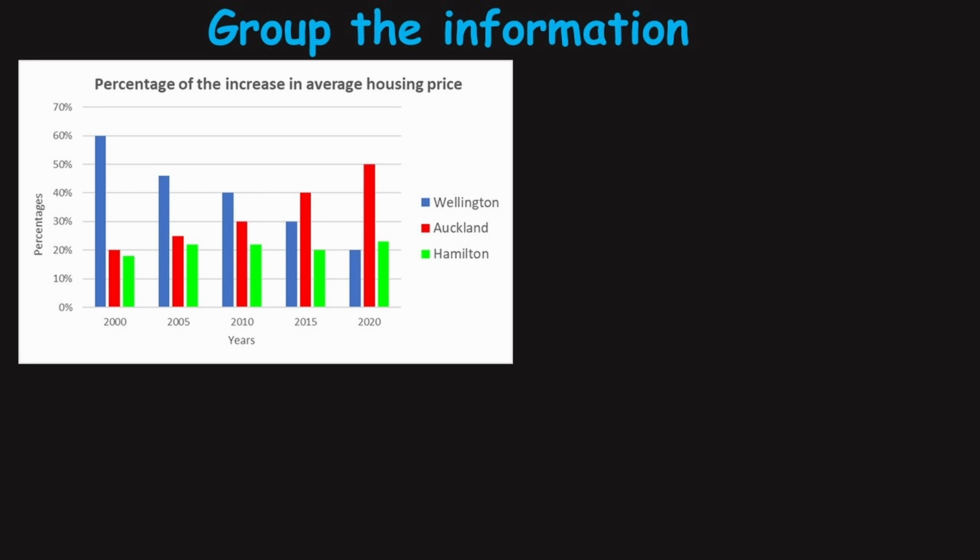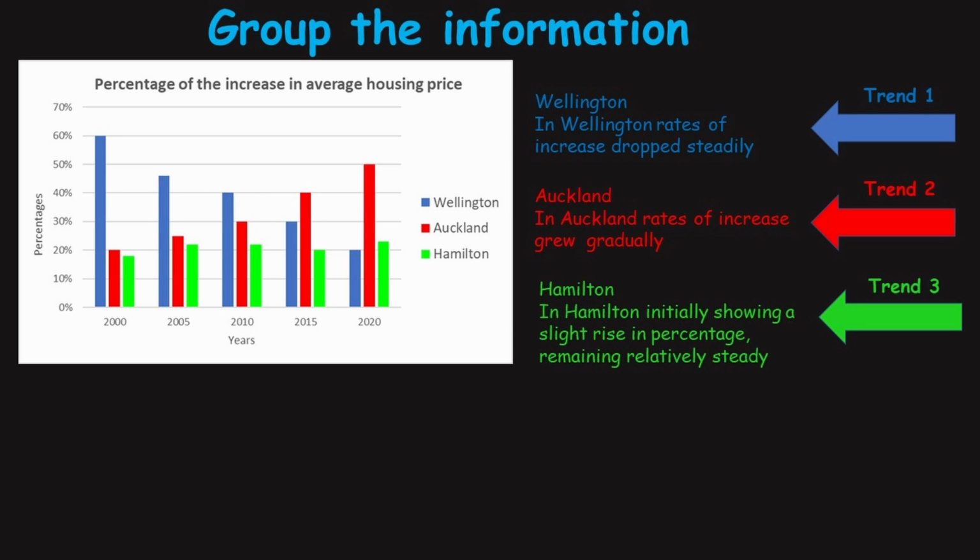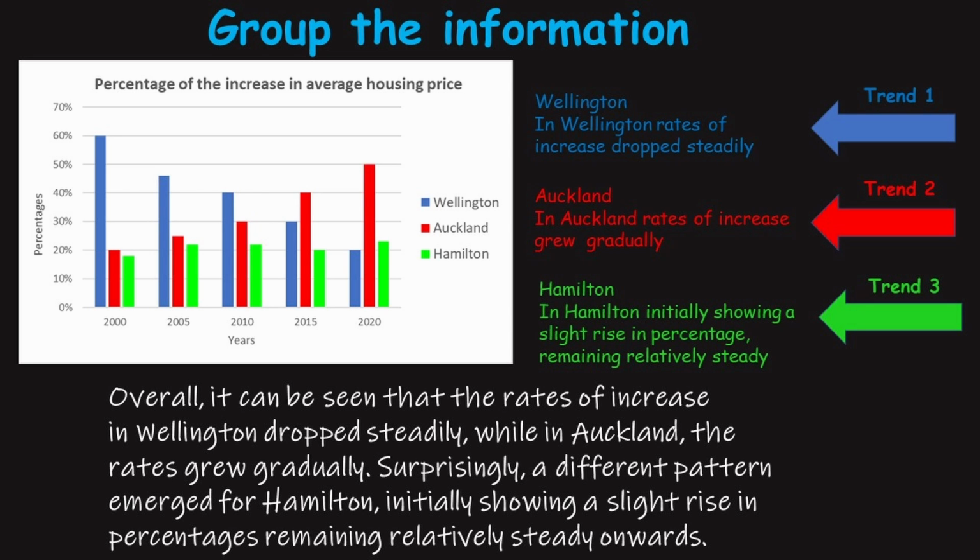At this moment, we should group the information that we have collected. All three trends must be included in our overview: Wellington's trend, Auckland's trend, and Hamilton's trend. Below the graph you can see the overview that I wrote. Let's read the overview. Overall, it can be seen that the rates of increase in Wellington dropped steadily, while in Auckland the rates grew gradually. Surprisingly, a different pattern emerged for Hamilton, initially showing a slight rise in percentages, remaining relatively steady onwards.